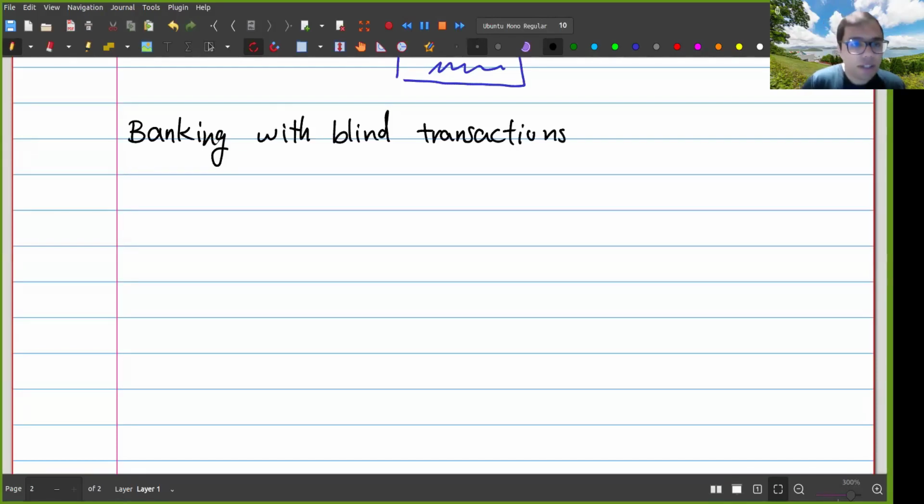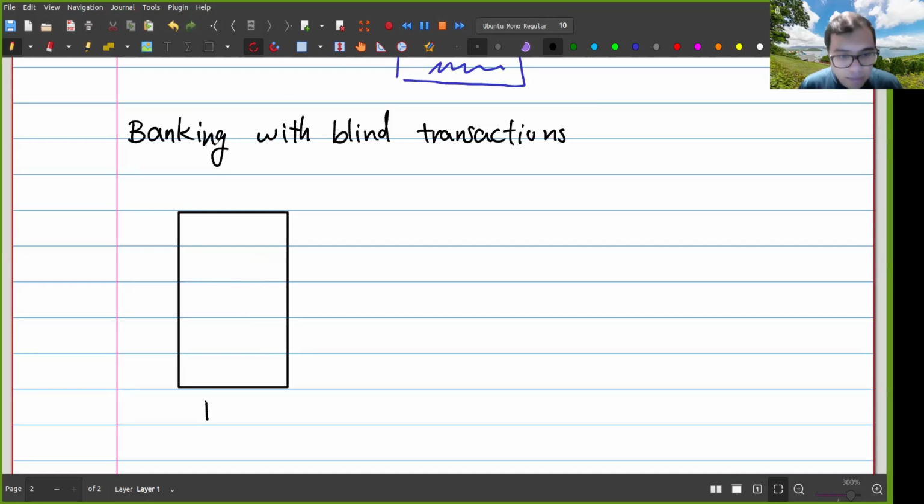So what do I mean here? Let's say I have a bank. This is the bank. And many different people have accounts here, including Alice and Bob. And let's say that Alice wants to transfer some money to Bob. But we want to make sure that the bank does not know that it was actually Alice who paid Bob.